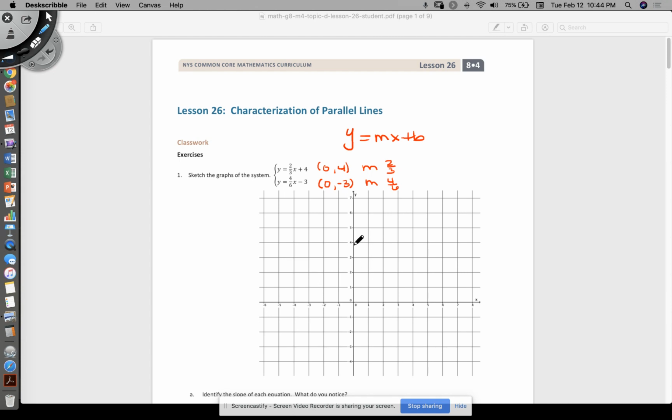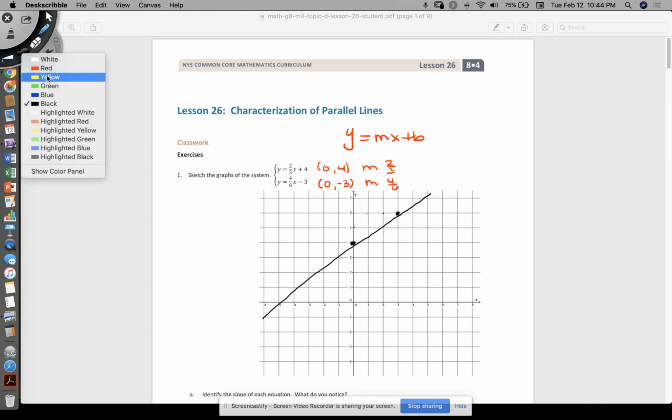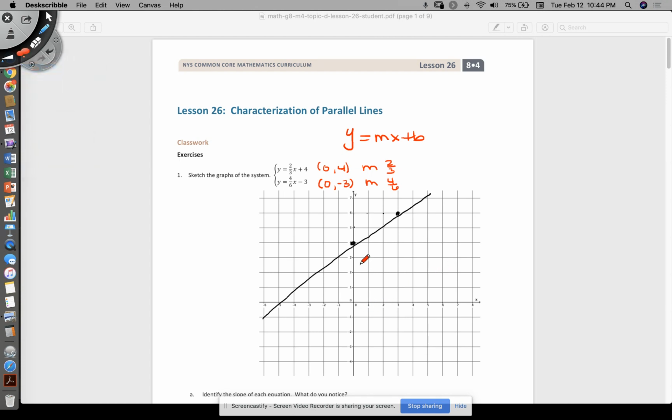We're going to go 0, 4, put our first dot. And then we're going to go up 2. So 1, 2, run 3. 1, 2, 3. All right, let's do the next one. Now again, mine are not perfect because I'm not using a straight ruler or edge or ID card, whatever you have in your pocket there. Use it to help you get some straight lines here.